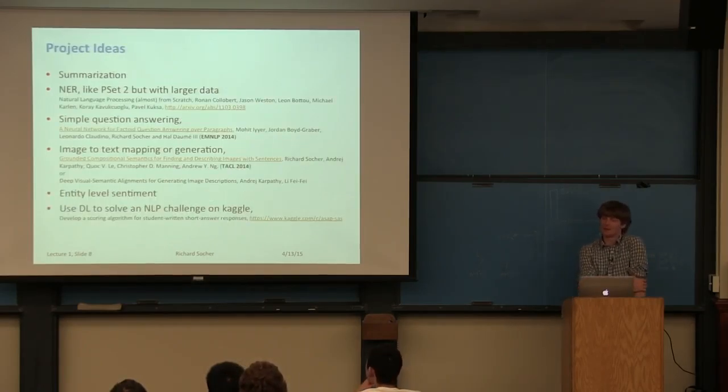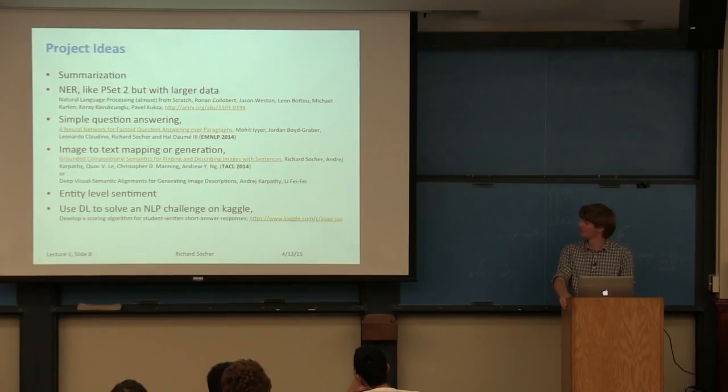So here are a couple, and those are by no means exclusive or exhaustive. Your imagination is the only thing that should hold you back here. So some simple things: summarization. Named entity recognition is something that we covered a lot. So you could just try to extend that to more different classes. Try a couple of different models, different hyperparameters, different data sets, and see what you can do.